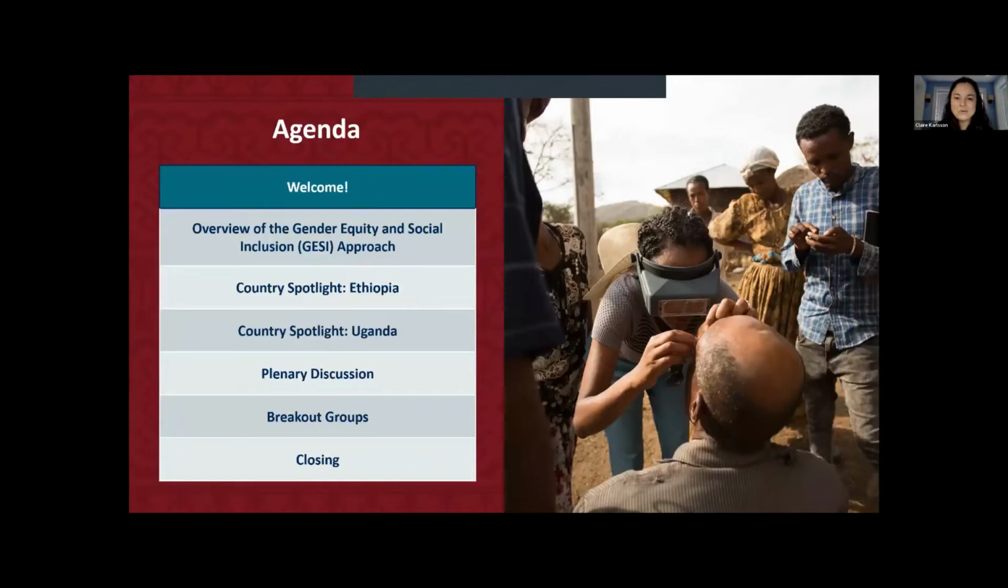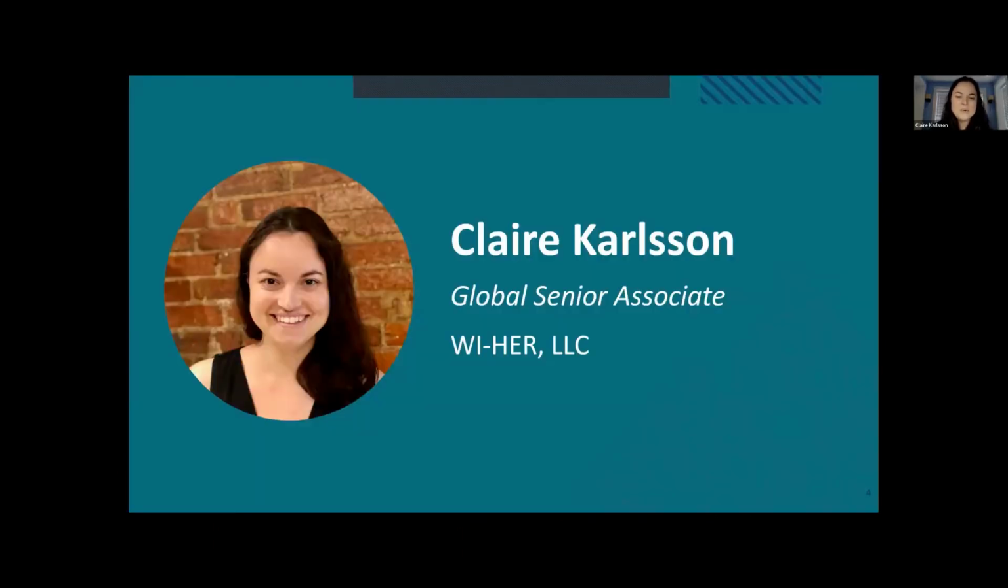We have a great agenda today, which will start with an overview of the GESI approach used by the Act East project, followed by country spotlights on Ethiopia and Uganda. We'll have a chance for Q&A, and we'll then transition to some group work where you'll be able to engage more fully with the root cause analysis tool used by Act East. Without further ado, I will start us off with an overview presentation on the gender equity and social inclusion approach used by USAID's Act East.